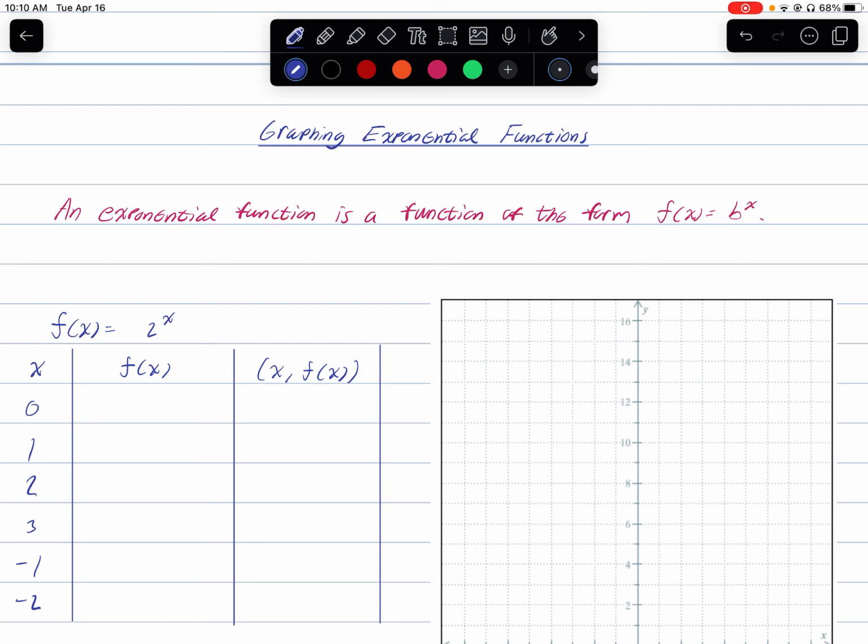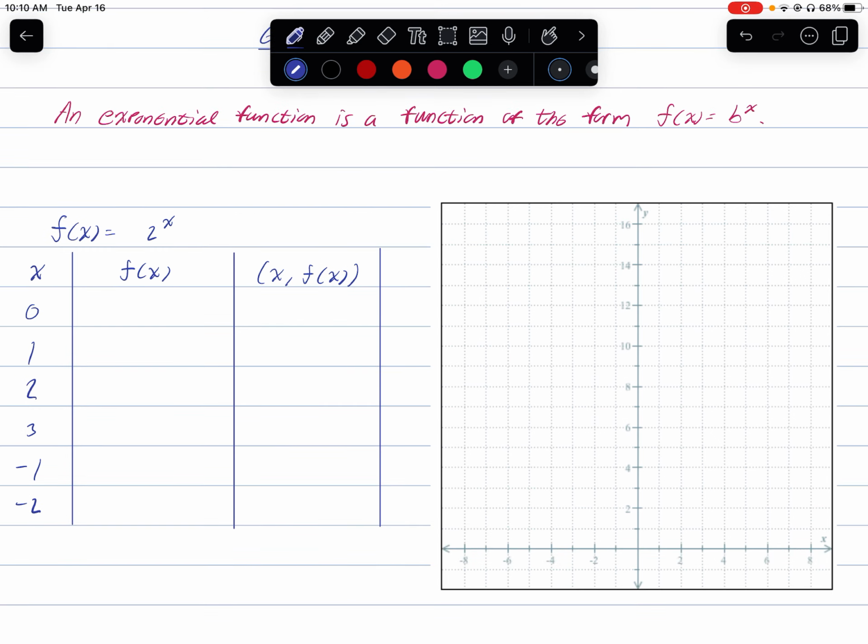Hi everyone. In this video, I want to briefly go over graphing exponential functions. An exponential function is just some function of the form f of x equals b to the x. And in all cases in this class, b is going to be a positive number. I want to go over how we'll graph these and examine the behavior for different values of b.